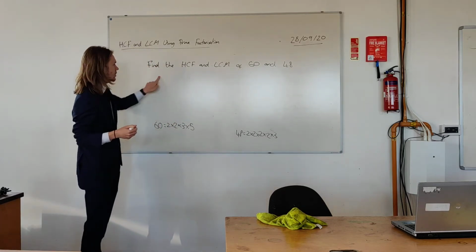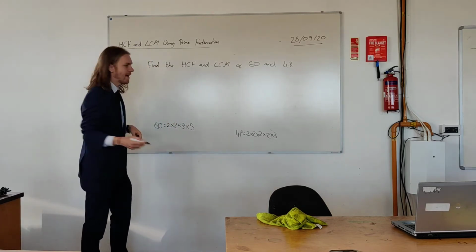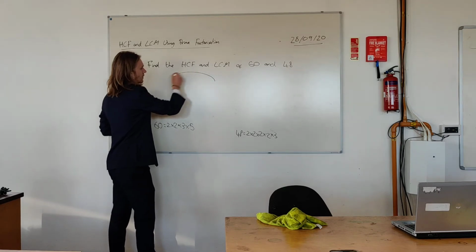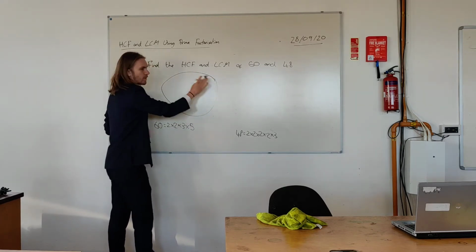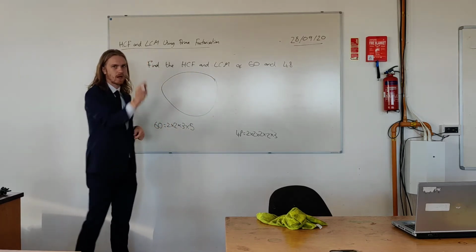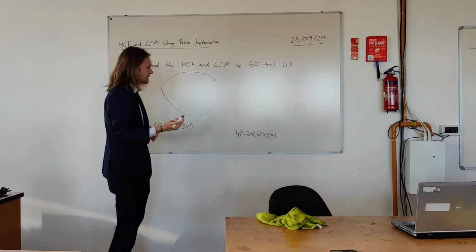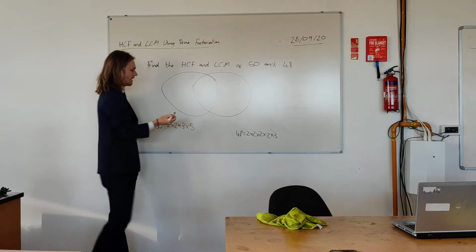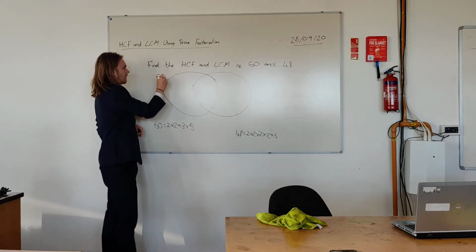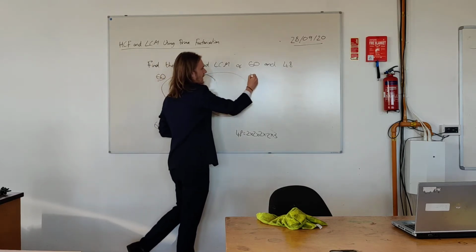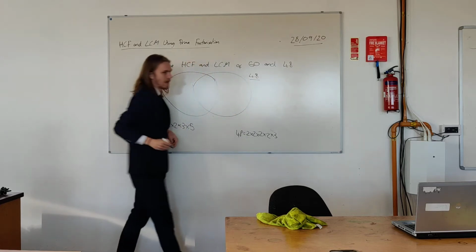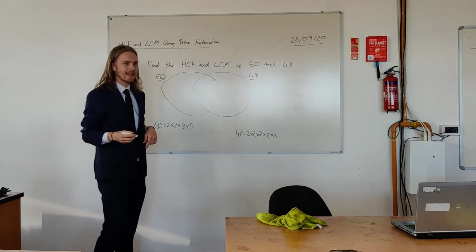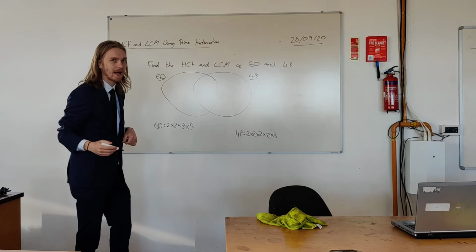The next thing I'm going to do is draw a Venn diagram. I'm going to do it nice and big. I'm going to make sure the overlap section is nice and big as well. Sometimes you can do tiny little skinny overlap sections. Nice big overlap section, like that. I'm going to put 60 here and 48 here. And now I'm going to fill in the prime factors.